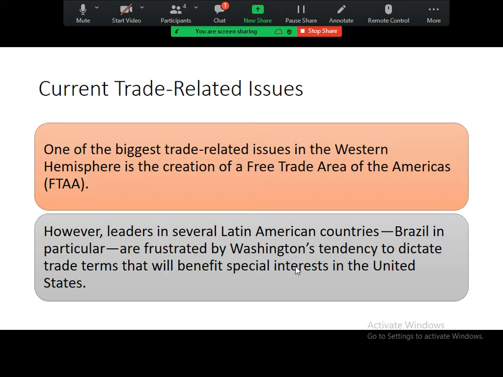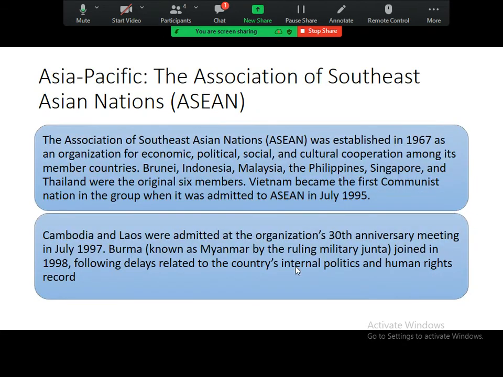Now, we have seen most of the countries in North America, South America, and in between. Now, we will go to the Asia Pacific, that is the Asian countries. So, Asia Pacific, the Association of Southeast Asian Nations, ASEAN. So, that is called ASEAN.